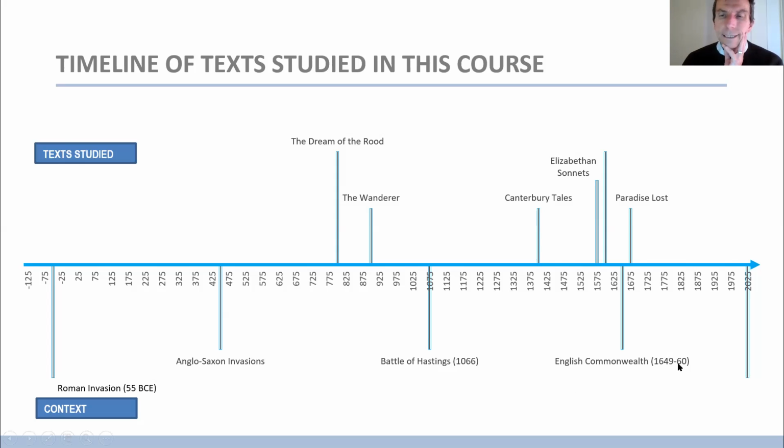So I do like timelines for that purpose. Again, it's a quantitative approach that doesn't often happen with humanists, but it's a way of seeing, for instance, that with the present at the far right, our distance from Paradise Lost or the Elizabethan sonnets is smaller than the distance of the Elizabethan sonnets from the Wanderer, for instance. Or we're closer to the Canterbury Tales than the Canterbury Tales is to the Dream of the Rood, for instance. Not to mention how far the Wanderer is from the Roman Republic, etc.